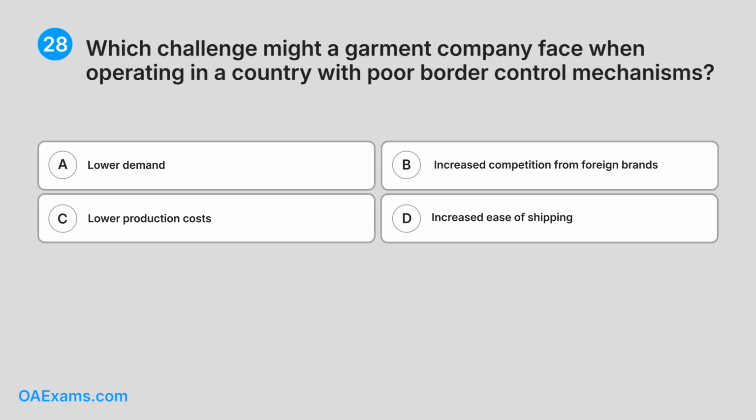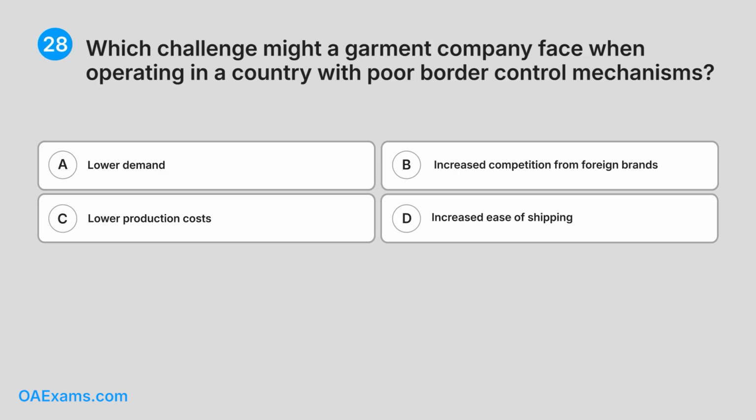28. Which challenge might a garment company face when operating in a country with poor border control mechanisms? A. Lower demand. B. Increased competition from foreign brands. C. Lower production costs. D. Increased ease of shipping. Do you know the answer?